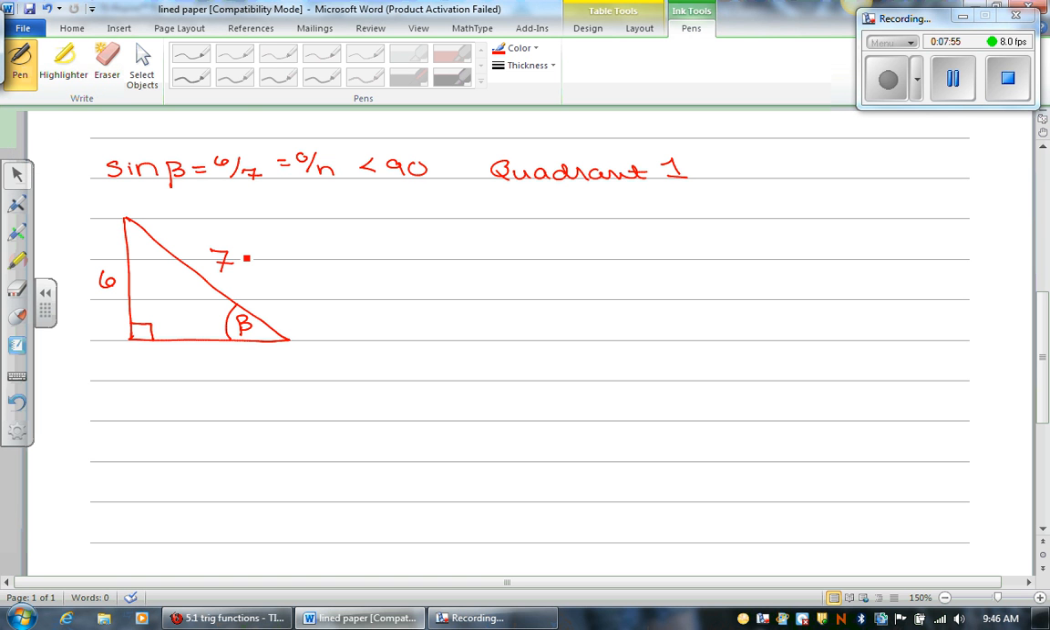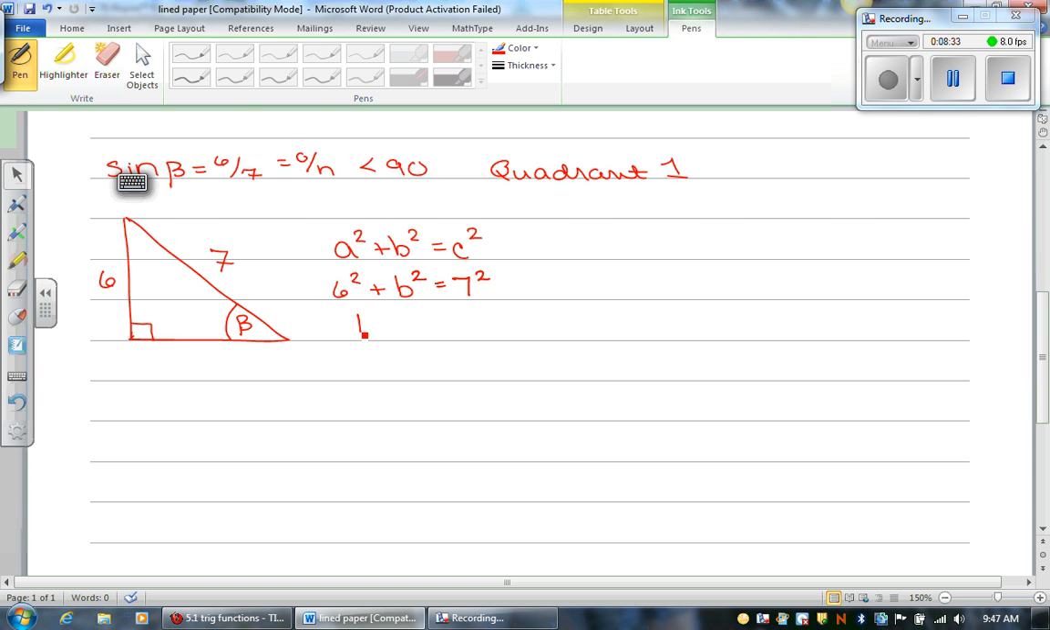So since I'm looking for the 5 other trig values, what I need to do is find that side adjacent. Since this is right triangle trig, we know we can use the Pythagorean theorem. A squared plus B squared equals C squared, okay, A and B being your legs and C being your hypotenuse. So we've got 6 squared plus B squared, because we're missing that leg, equals 7 squared.